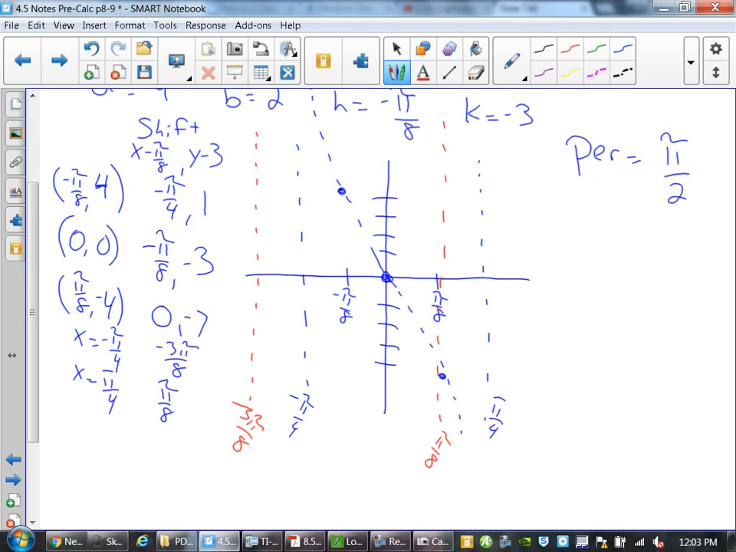Tangent graphs sometimes are better if you've got two colors, a pen and a pencil, or a two-color pen or two-color pencils. Negative pi over 8, negative 3. 0, negative 7. And pi over 4, 1. And there you go. Yay.